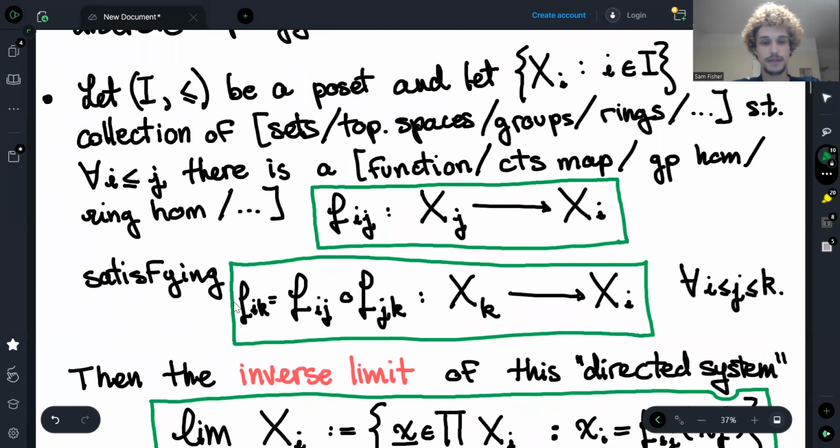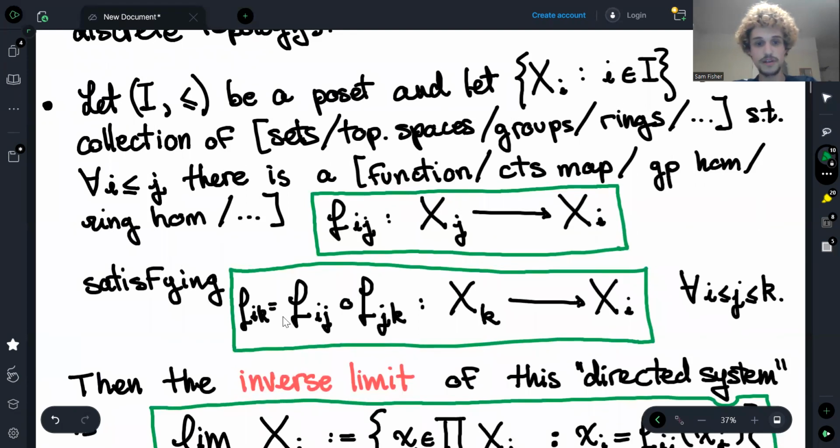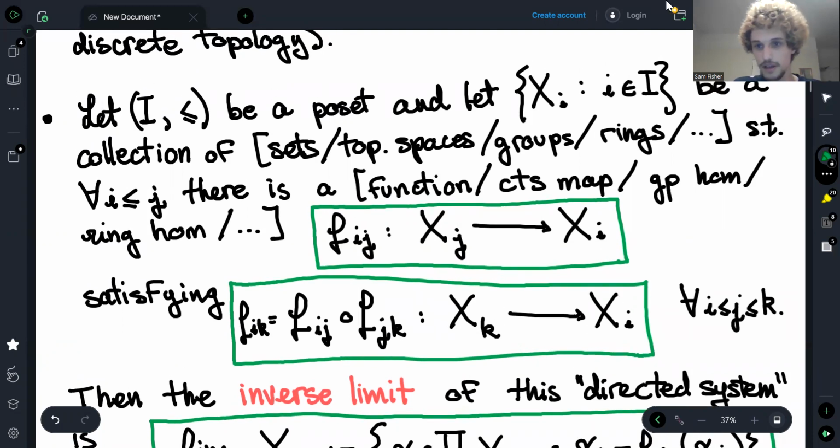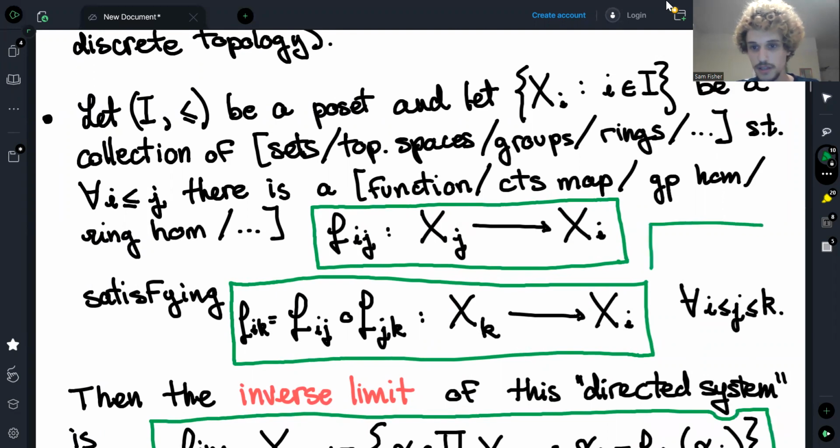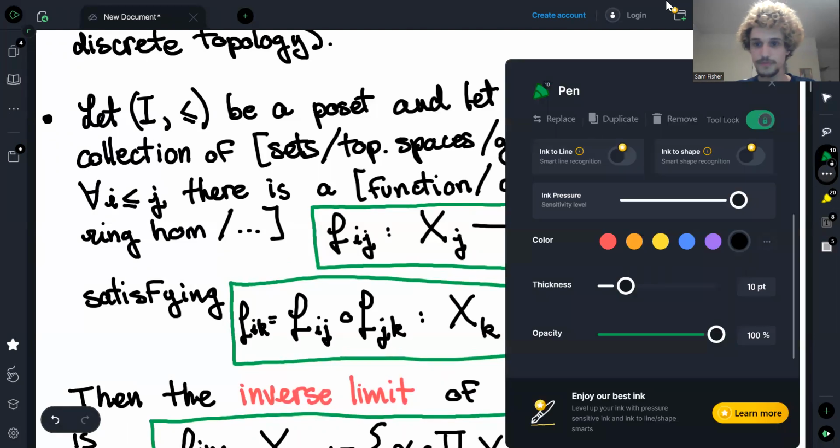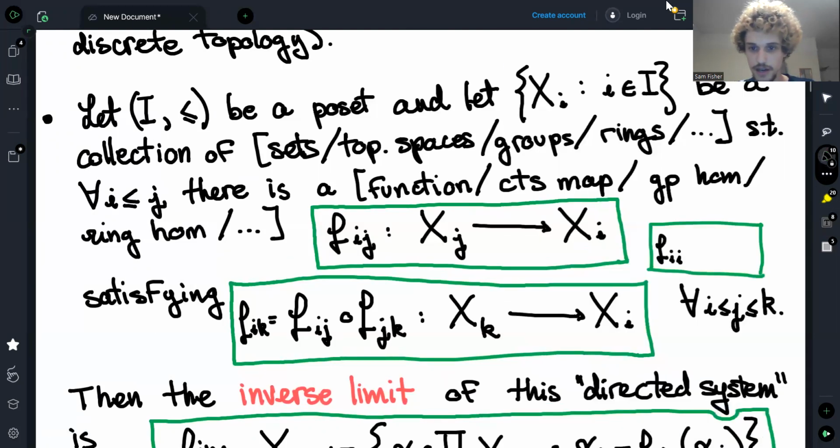The next thing we want is some compatibility between this big collection of maps that we have. Namely, we want that when you compose two maps, fjk then composed with fij, of course whenever that makes sense, so i needs to be less than or equal to j, less than or equal to k, you get fik. That's the condition. You want this composition to give you fik, this map going from xk to xi. And I've forgotten to write something else, which is that you also impose that fii should, of course, just be the identity map on xi, and this is for all i in the poset.